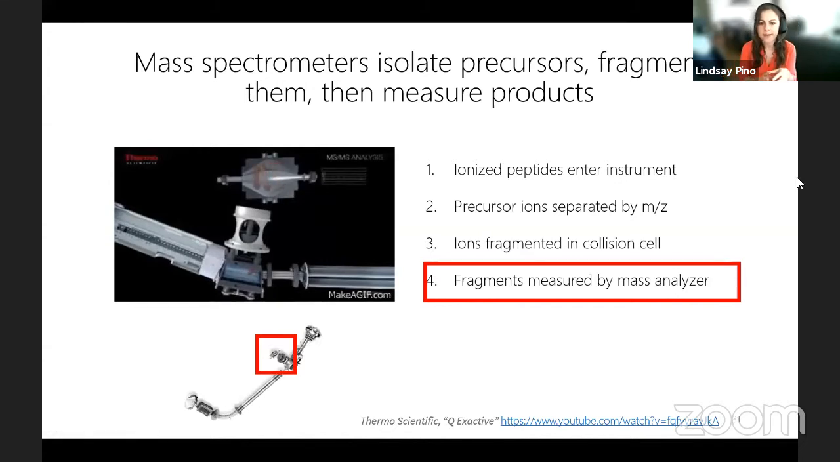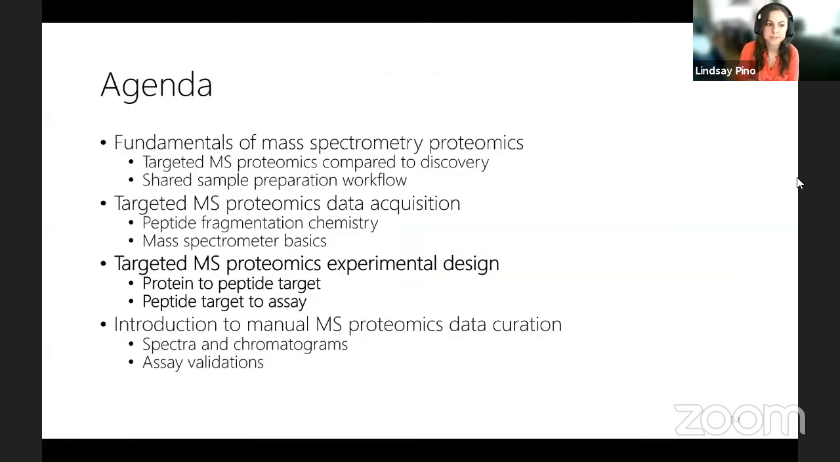These four basic components are shared amongst pretty much all of the different mass spectrometers, but the specifics of how the ions are manipulated and guided is a little different based on different types of hardware for a mass spectrometer. Basic steps: ionize the peptides, filter the precursor ions by mass to charge, fragment precursor ions, measure precursors or fragment ions. Basic four steps.